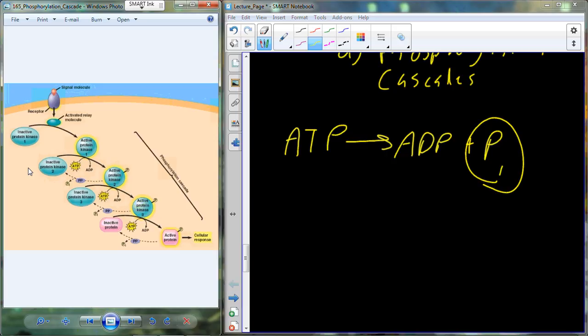Okay, change the shape, change the function. When that receptor is not bound, its function is to not activate a relay molecule. When that protein is bound, its function probably is to activate the relay molecule. And the relay molecule is going to be a molecule that basically takes the information from the membrane and brings it into the cytosol to turn on this thing called the phosphorylation cascade.